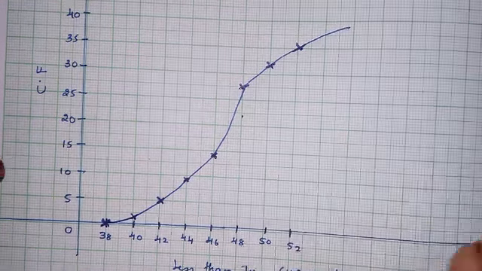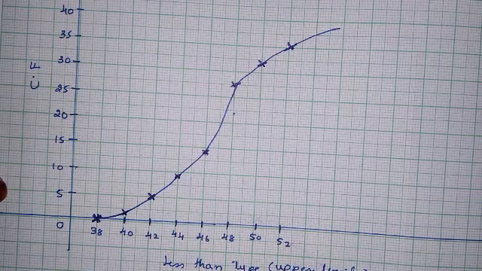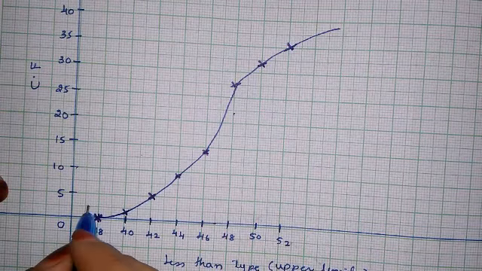This is nothing but the less than type OGIVE. Here we should write the numbers.